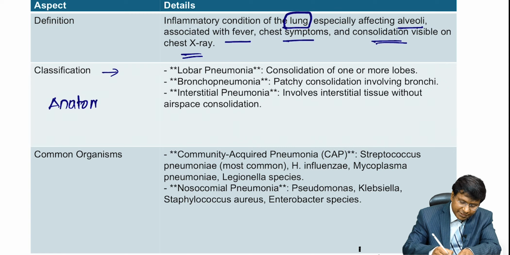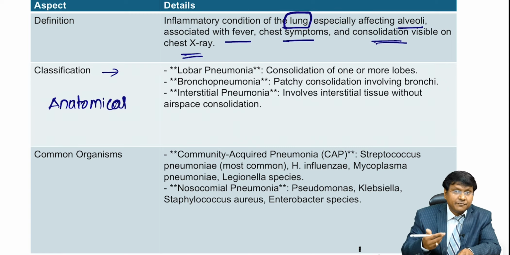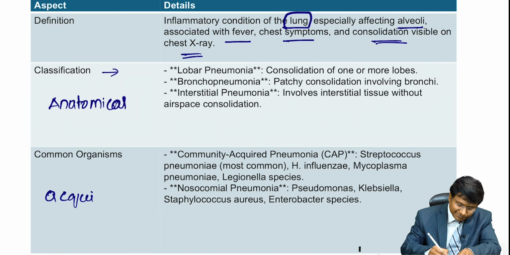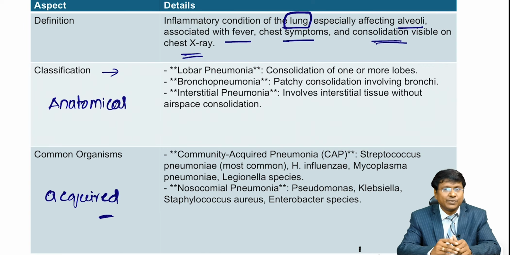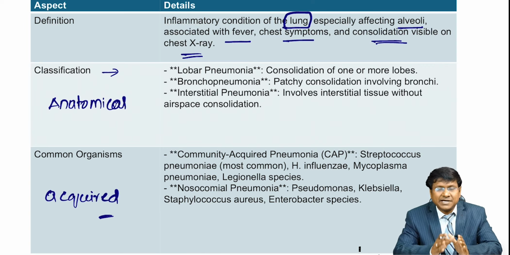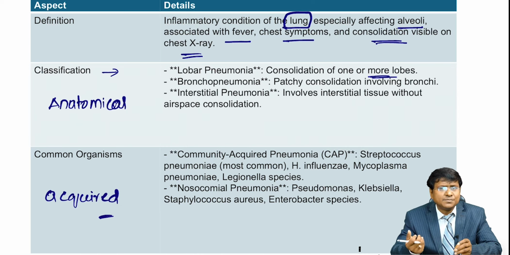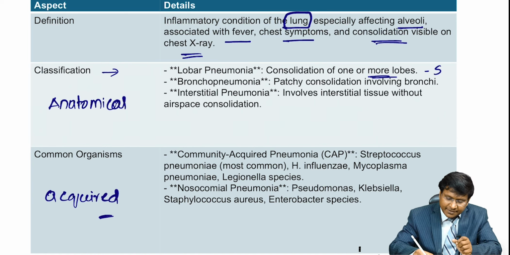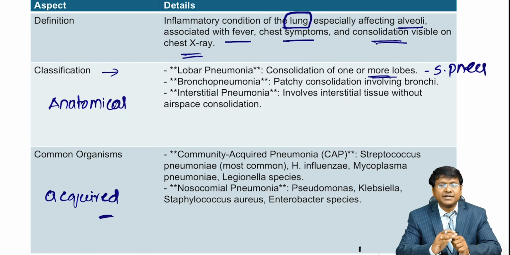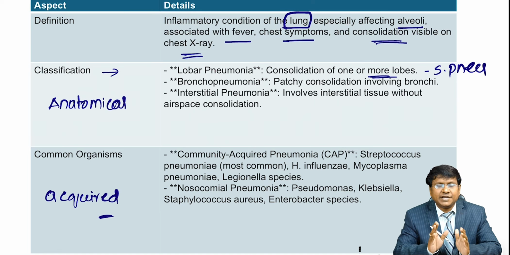Now if you take the classification of pneumonia, we have the anatomical classification of pneumonia, and the second important thing is from where the organism is acquired. In the anatomical classification, you have lobar pneumonia, where the entire lobe of the lung is consolidated, either the upper lobes or the lower lobes, but the most common organism causing lobar pneumonia is Streptococcus pneumoniae, which is nothing but the pneumococci. And this Streptococcus pneumoniae preferably involves the lower lobes.